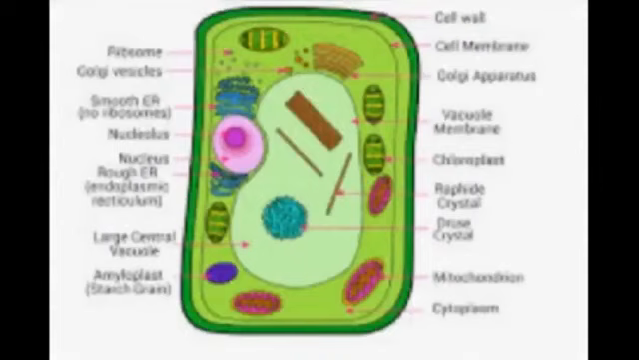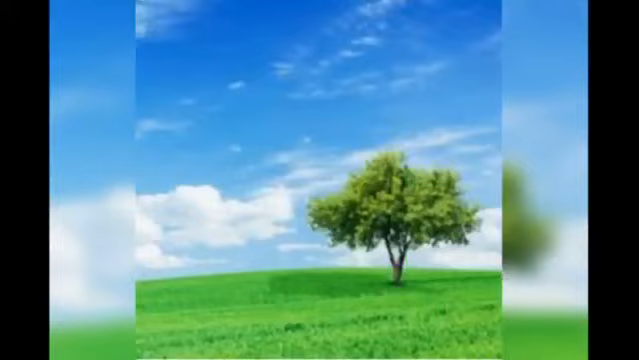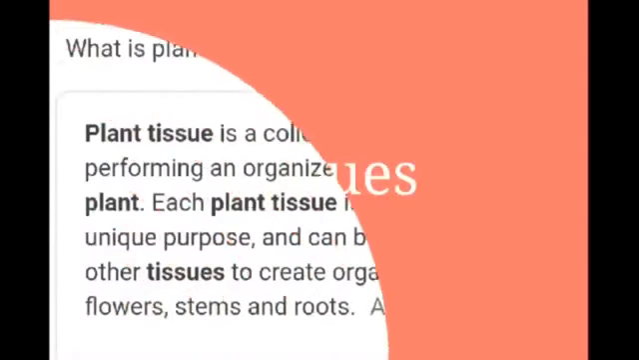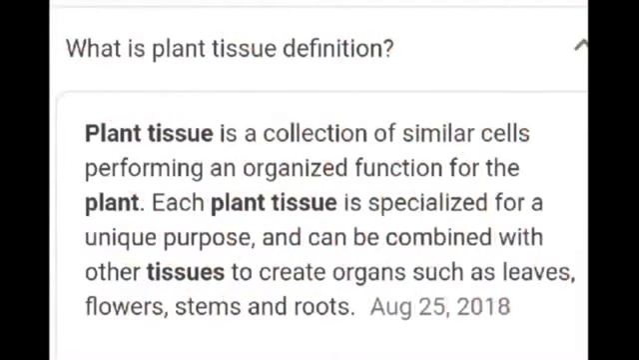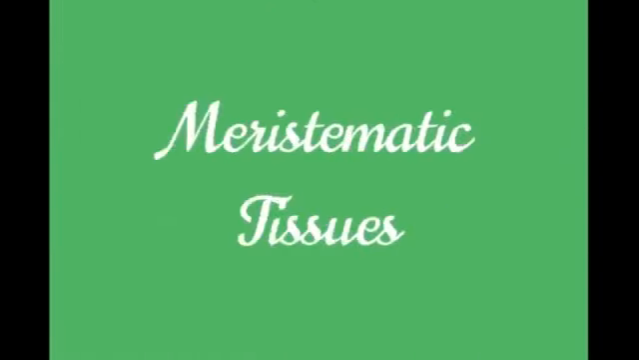This plant cell is not of the same material. You can find different organelles present inside. So a cell consists of various organelles. These cells unite to form the next level called tissues, which are formed by combinations of cells. What is plant tissue? It is a collection of similar cells performing an organized function for the plant. Plant tissue is divided basically into meristematic tissue and permanent tissue.